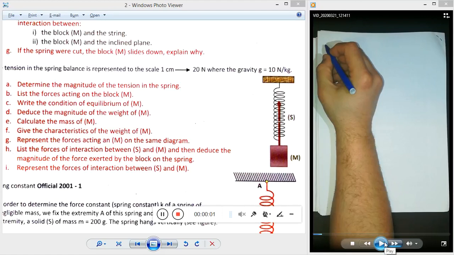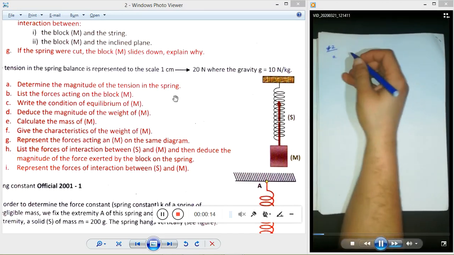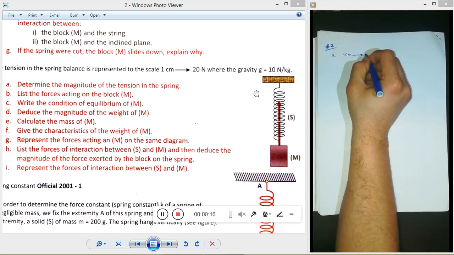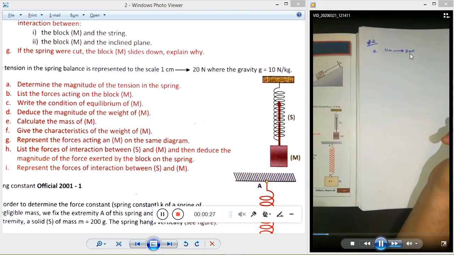The second question, second problem. The tension in the spring balance is represented to scale 1 centimeter equals 20 newtons, where gravity is 10. The first question is determine the magnitude of the tension in the spring. There is no given value here for the tension, so to calculate it we're going to use the scale and the drawing. Each 1 centimeter is equal to 20 newtons.